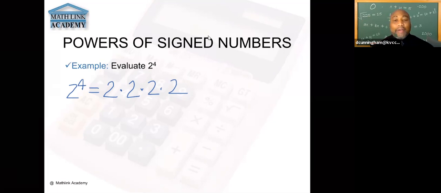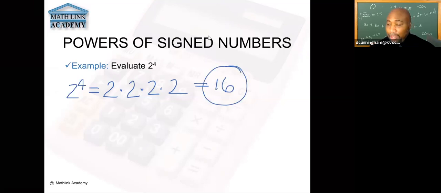Can you express that enough? It's multiplying the base. And in this case, we just multiply 2 times 2 is 4, times 2 is 8, times 2 is 16. And this is my final answer, 16.